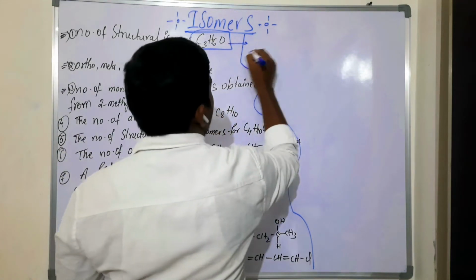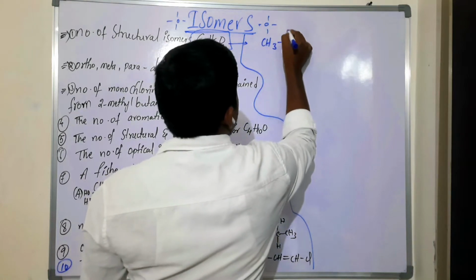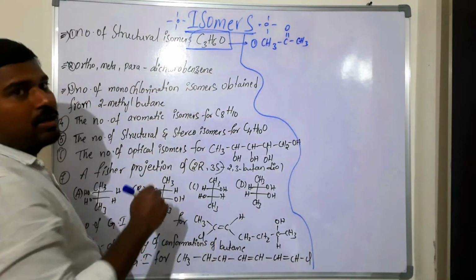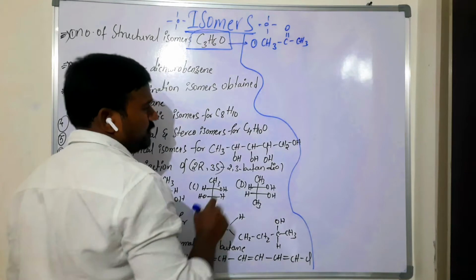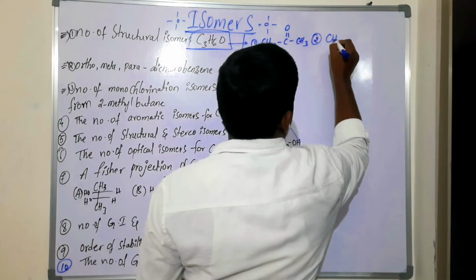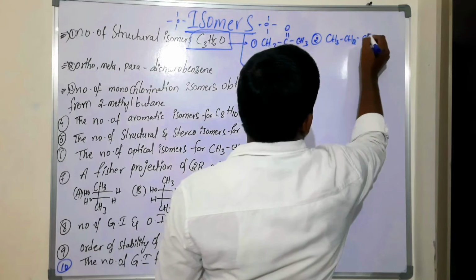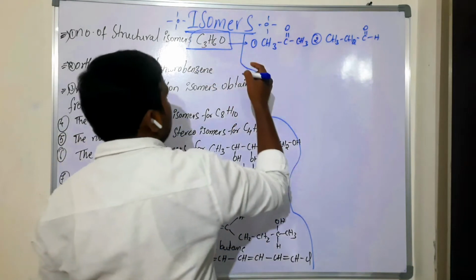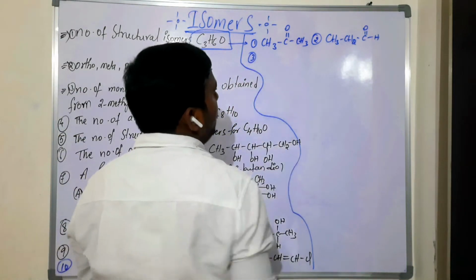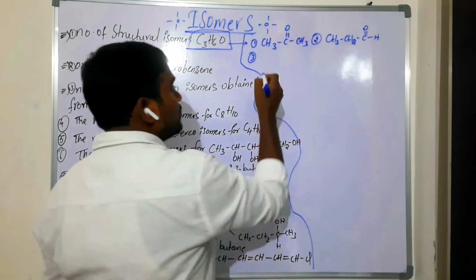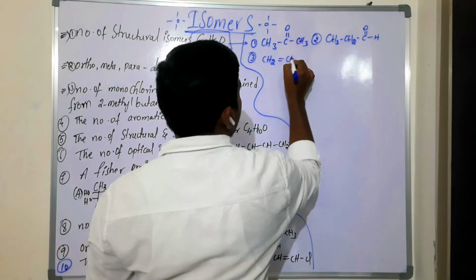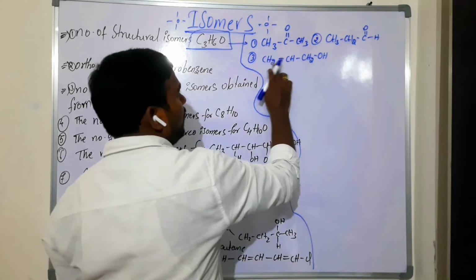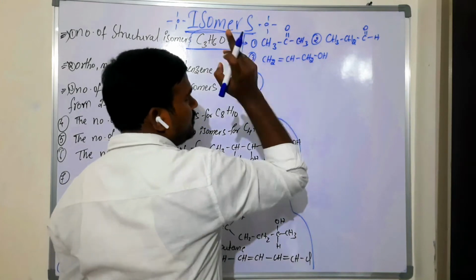Now you see how many structural isomers are possible. CH3-C double bond O-CH3 is called acetone. That is one isomer with the molecular formula: 3 carbons, 6 hydrogens, 1 oxygen. The second one is CH3-CH2-C double bond OH. These two, 1 and 2, are functional group isomers and come under structural isomers. Next, the third one is an unsaturated alcohol, CH2 double bond CH-CH2OH. Is it having the same molecular formula or not? 3 carbons, 6 hydrogens, 1 oxygen.